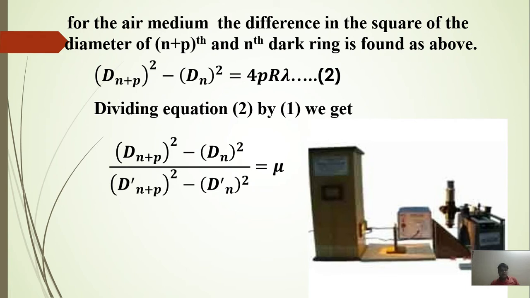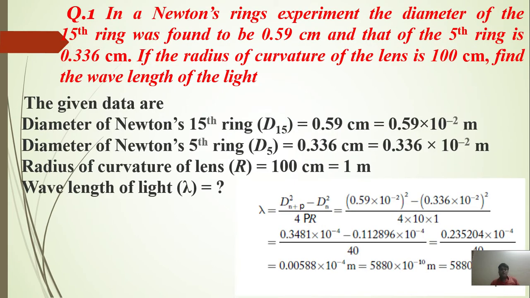Change of the path difference, the condition for dark and bright Newton's rings also changes, and the diameter and radius of the dark and bright Newton's rings also change. Is that clear? Now the numerical problem.